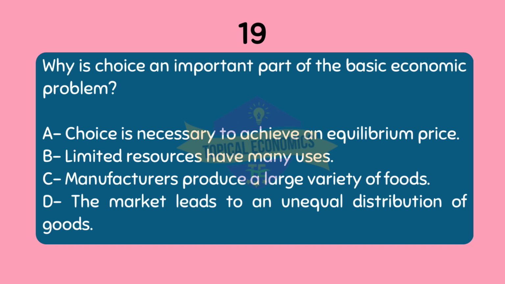When we look at the other options, they do not directly address why choice is important in the context of the economic problem. Option A, choice is necessary to achieve an equilibrium price, relates more to market dynamics rather than the foundational issue of scarcity and resource allocation. Option C, manufacturers produce a large variety of foods, describes diversity in production but does not explain the need for choice due to resource limitations. And Option D, the market leads to an unequal distribution of goods, discusses outcomes of market operations but does not explain the fundamental importance of choice in addressing scarcity.